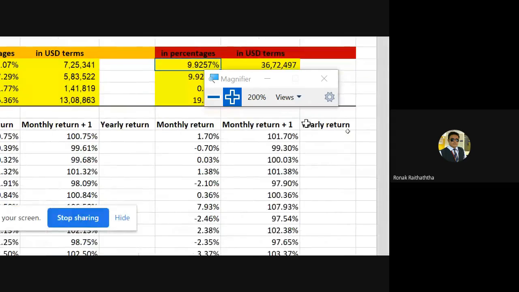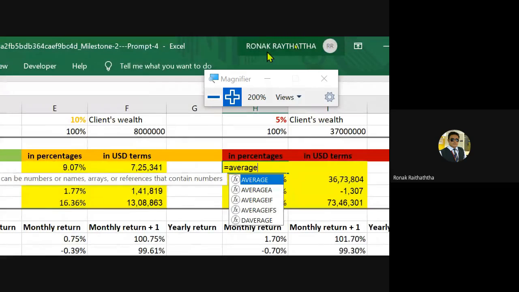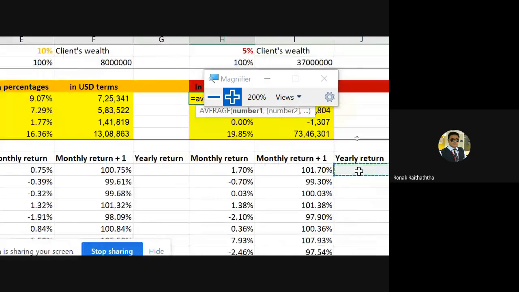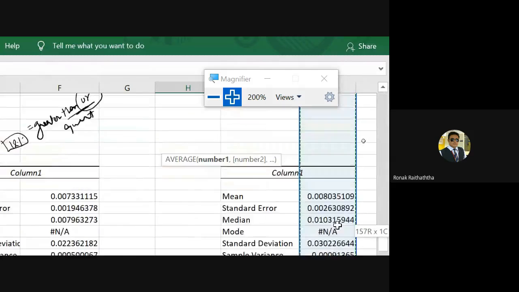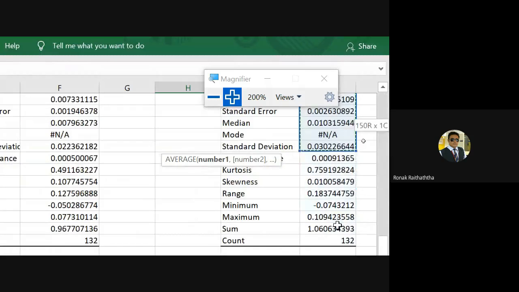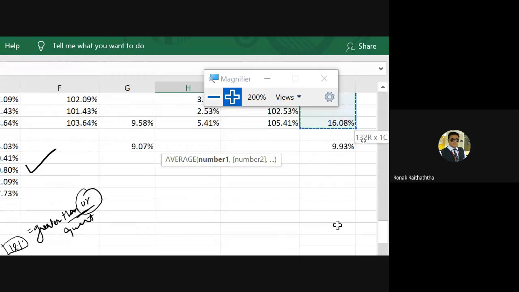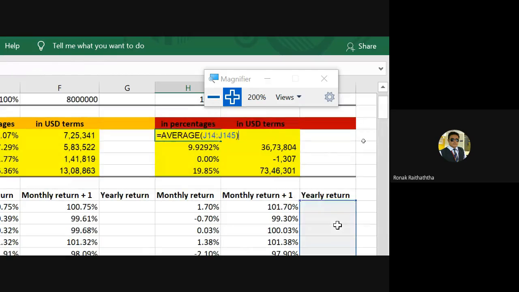Third portfolio's average: equal to AVERAGE, opening the bracket and selecting the yearly returns which is there in this J column, selecting all and only up to the point of the last return, which is 16.08. Closing the bracket, pressing enter. So the average return was reaching to 9.9257 percent.